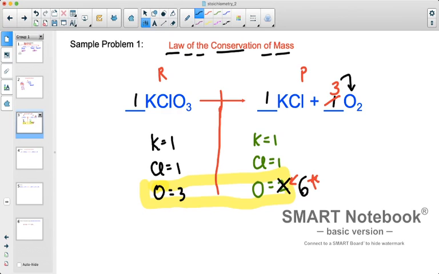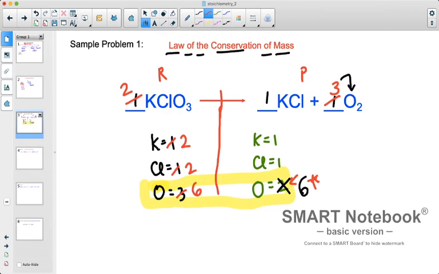All right, so now I go to the other side. I want to balance it off. So I need to change the coefficient in front of this formula. The only way I can get oxygen to balance is if I put a 2 in front of it. But be careful. Before I do anything, I want to take account of what I have. By putting a 2 in front of this formula, it now changes potassium to 2, it changes chlorine to 2, and now oxygen ends up being 6.